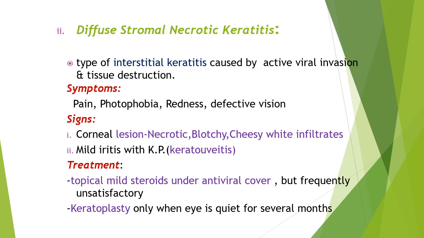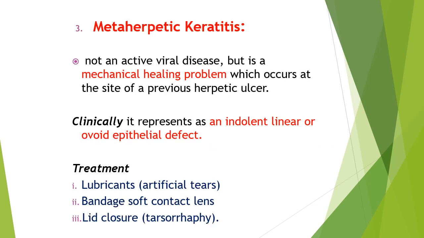If it is necrotic keratitis, the patient will have tissue destruction and a lot of photophobia and redness. You can see necrotic, patchy, cheesy white infiltrates in the stroma. Here, mild steroids can be used along with antiviral cover. Keratoplasty is the last treatment for any keratitis.